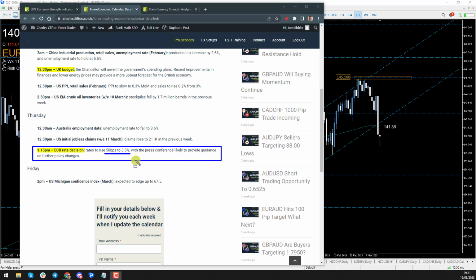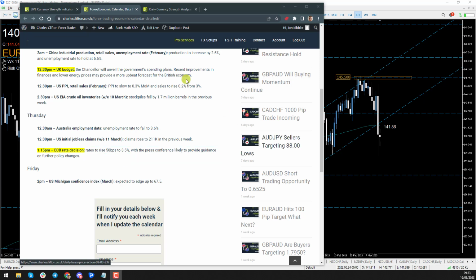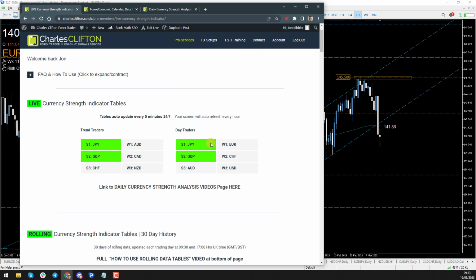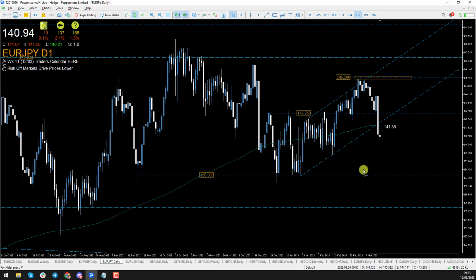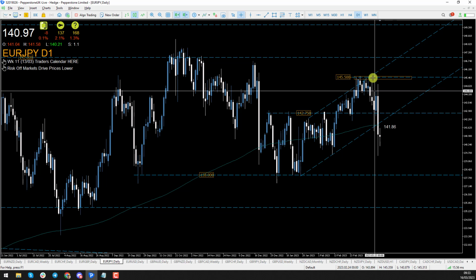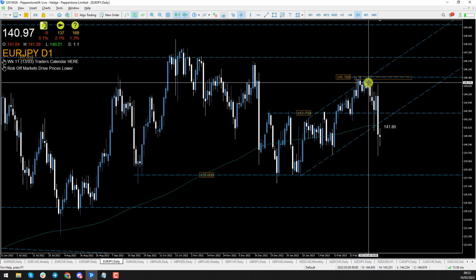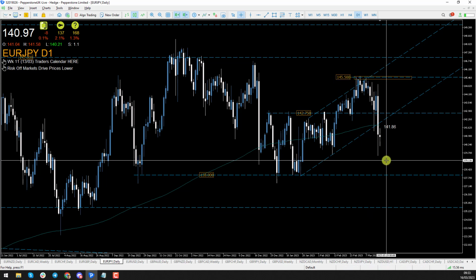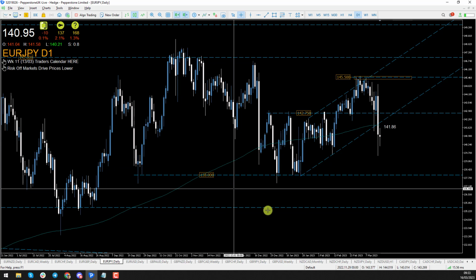However, today just might be one of those days where it's best to sit out, because you can see Euro Yen tops our day traders table here, and it's the market that I've got in the background. If we take a look at Euro Yen, from a technical perspective, it's looking really good for some further downside movement. We've broken out of this bullish channel in here. We found some resistance up at the 145.50. We broke through the bullish channel.